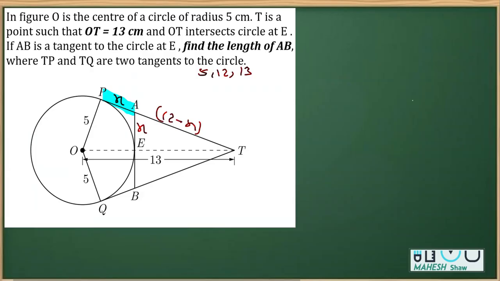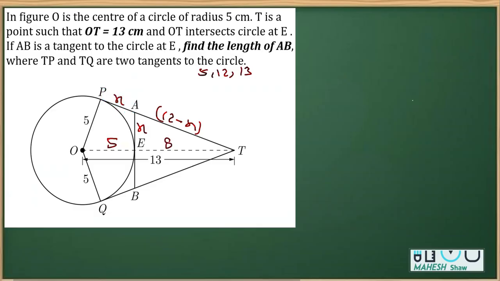And further, you know that this length OT is given as 13 centimeters. So this is radius, right? As you can see, this is radius. So this is going to be 5 centimeter. So if this is 5 and this whole thing is 13, how much will this be? That is 13 minus 5, and 13 minus 5 is 8. All right. So we got these lengths here.